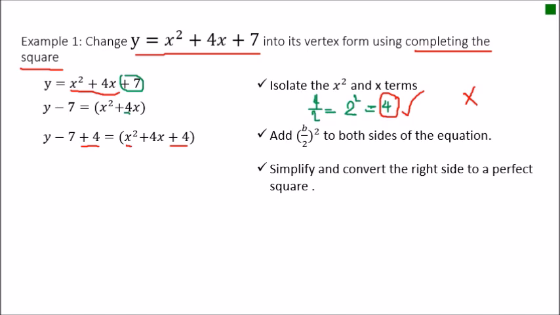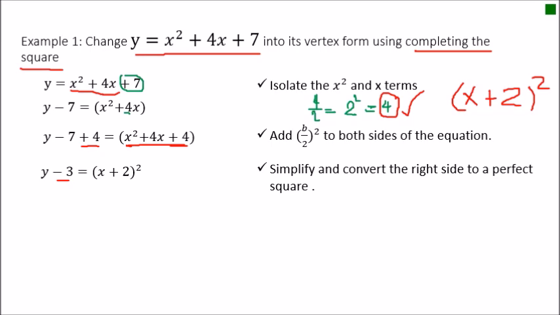Tapos, kunin mo yung square root ng ating constant term. This is 2. Since positive lahat yan, plus mo lalagay, tapos saka mo siya i-square. So, we have y, negative 7 plus 4 is negative 3. And then, from perfect square trinomial, ito na siya: quantity x plus 2 square.